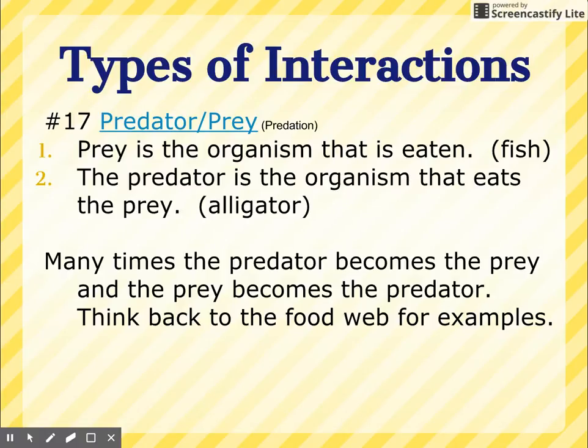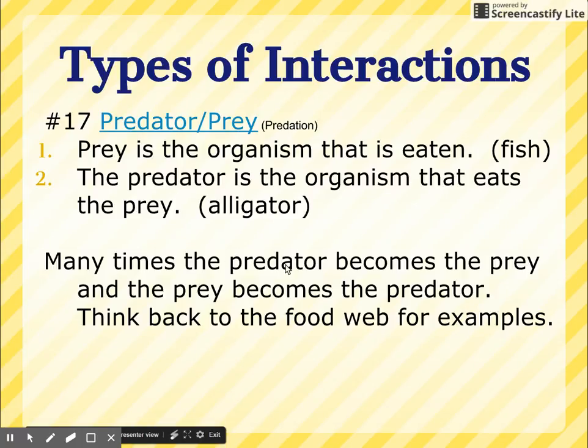So predator is the organism that is eating the other one. So it is the thief that is stealing the energy from the other organism. The gazelle did not spend all of its life thinking, I'm going to grow up one day and be eaten by a lion or a cheetah or a human. But that is what happened. Remember, about 10% of it's going to move up to the next trophic level. So in this example, I said fish would be the prey, and alligator would be the predator.